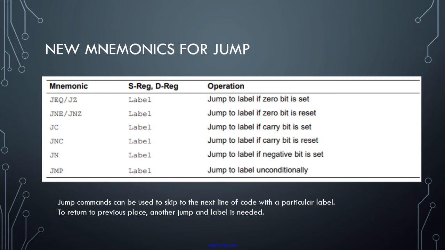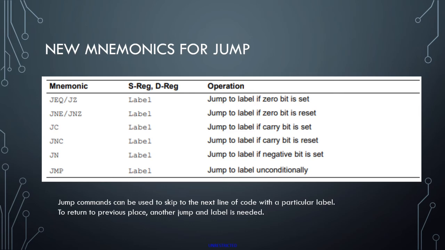We can use JC to jump to a label if a carry bit is set. So if you add 2 numbers or subtract 2 numbers and the carry bit is set, something is carried, we can jump if the carry bit is reset, or if it is equal to 0. We can jump if a negative bit is set. We can look at that, or we can jump unconditionally, much like the J in MIPS. JMP is the mnemonic for this system, so that we can jump to any label unconditionally in our code.